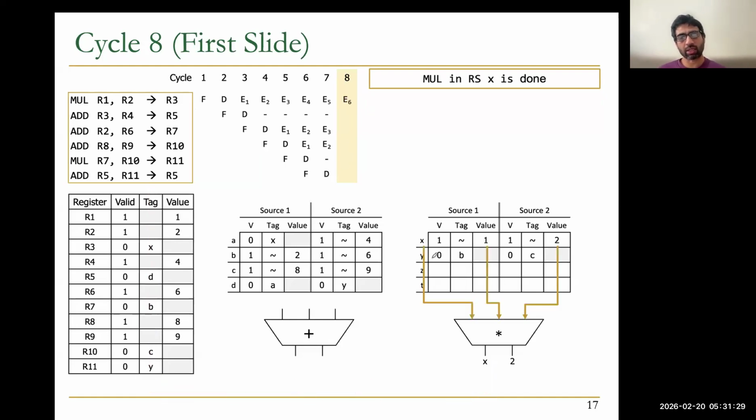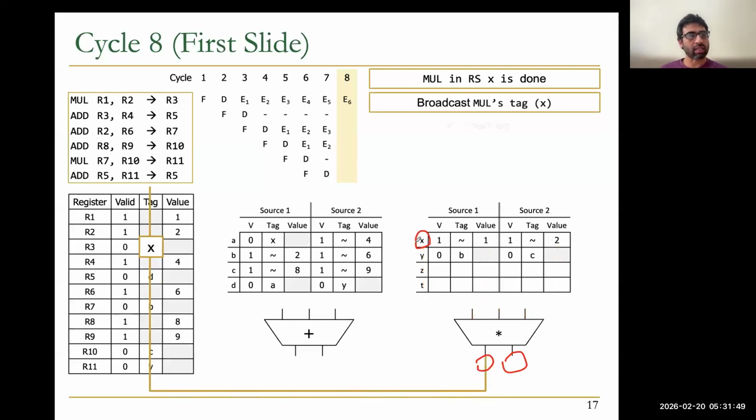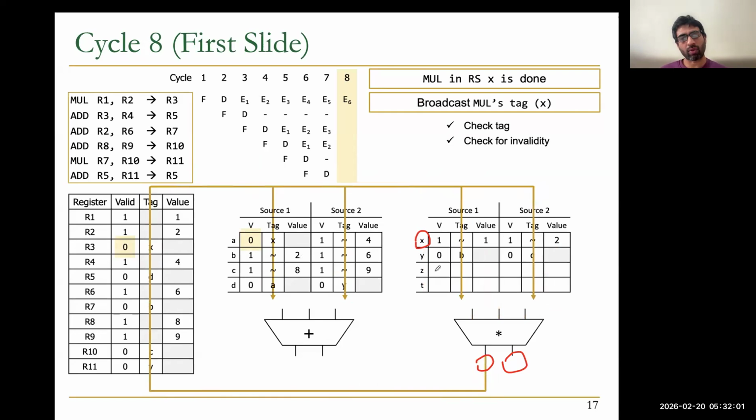When it enters the E6 stage, it will produce two things. It will produce the result of the operation, which is 1 times 2 is 2, and it will also produce the tag, which is basically the ID of the reservation station. It will simply forward the ID of the reservation station, which will be used as the tag. And then this tag is compared across the tag column of the RAT, and also with all the tag columns in the reservation station.